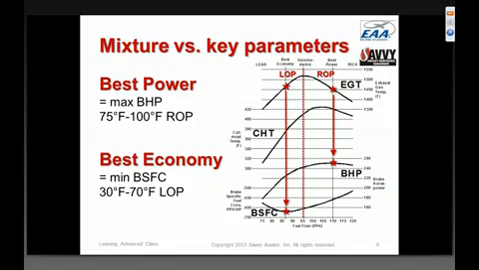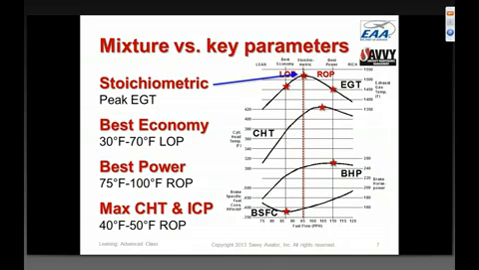So you can see here best power mixture over on the right side, and you notice the lower star is at the peak point of the brake horsepower curve. This occurs 75 to 100 degrees rich of peak. Not a very efficient way to operate the engine, but if you need to get the very last little bit of horsepower out of it, that's the mixture you'd operate at. On the lean side of peak, we have best economy. That's where the brake-specific fuel consumption is minimum, and that occurs, as I said, 30 to 70 degrees lean of peak, depending on various factors.